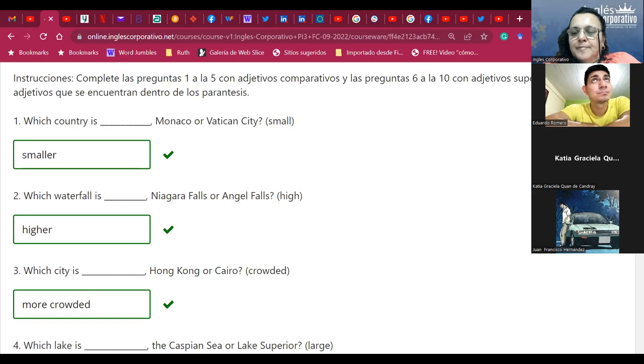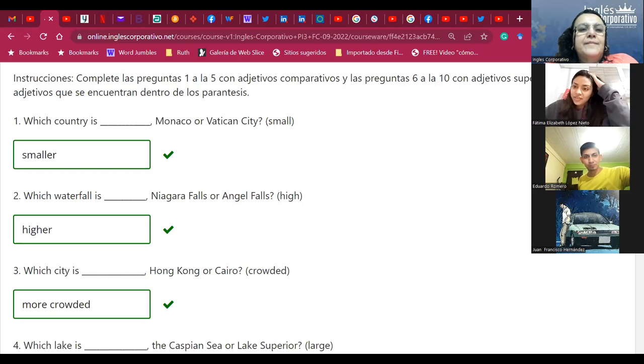Who else? ¿Quién más? Vaya, ya pasó. Me, teacher. Okay, go ahead. Which is the smaller? She's my baby. Okay, she's helping you. She's giving you the answer. Which is the smaller country in Central America? El Salvador or Guatemala? El Salvador is smaller than Guatemala. Okay, smaller than Guatemala. Excellent. Okay, thank you. Okay, someone else?